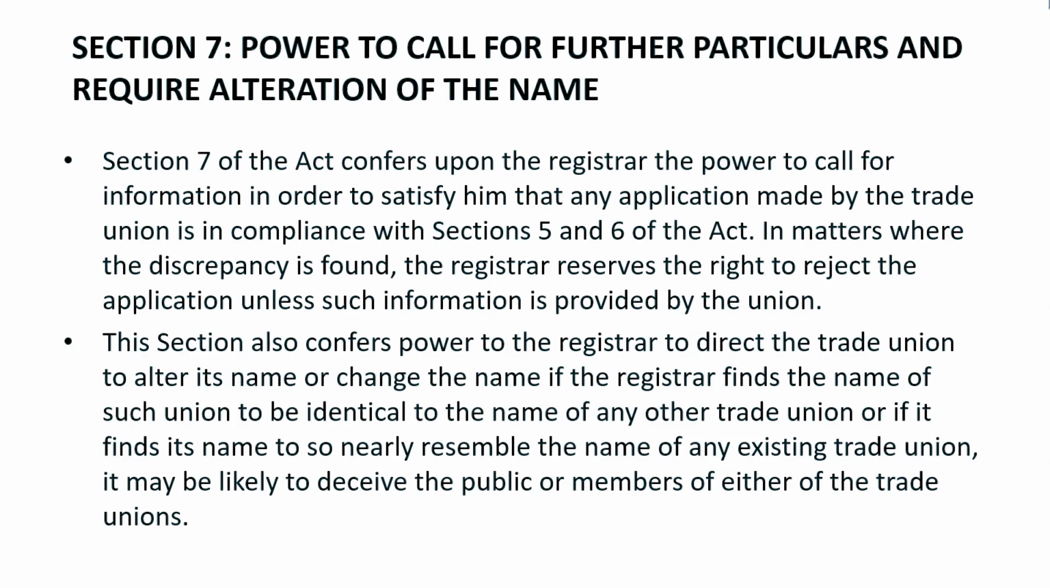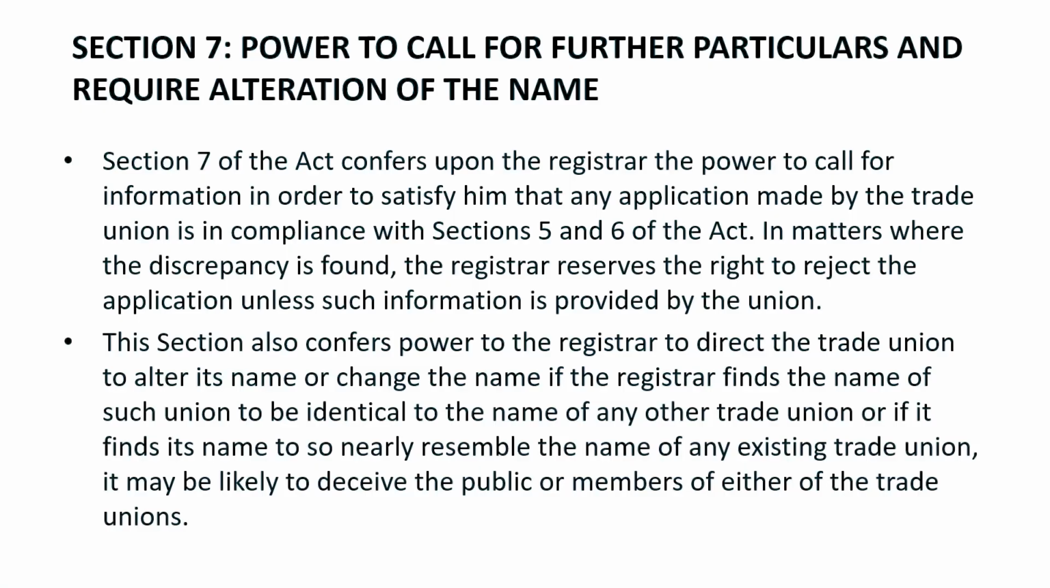So, it is clearly mentioned in section 7. This act confers upon the registrar the power to call for information in order to satisfy himself that the application made by the trade union is in compliance with sections 5 and 6 of this act. In a matter where a discrepancy is found, the registrar reserves the right to reject the application unless such information is provided by the union. If the registrar feels there are discrepancies, that they have not abided by the rules, the registrar has the power to reject.